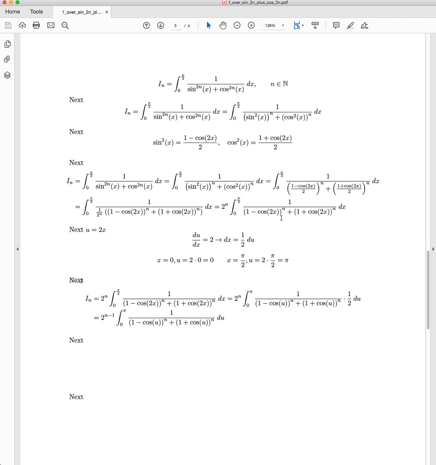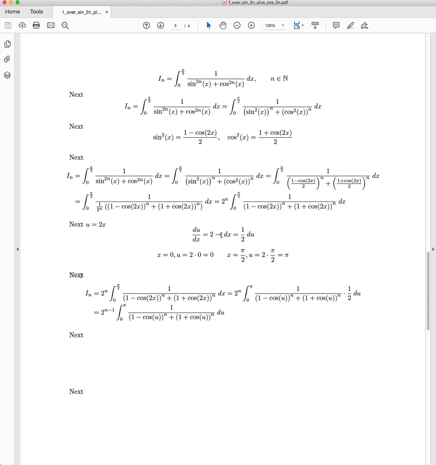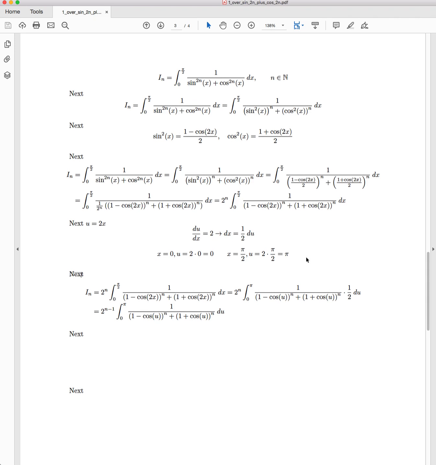1 over, and as I said from before, we've replaced 2x with u, so we have 1 minus cos of u to the power of n, plus 1 plus cos of u to the power of n. And then dx, as we went through just before, gets replaced with 1/2 du. So this 1/2, I'm going to bring out the front, and we see we've got a common factor here of 2. Using our indices laws, this is 2 to the power of n minus 1, times the integral from 0 to pi of 1 over 1 minus cos of u to the n plus 1 plus cos of u to the power of n.